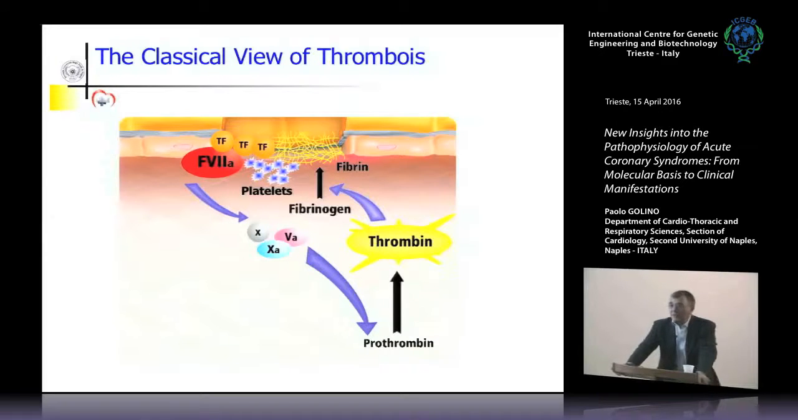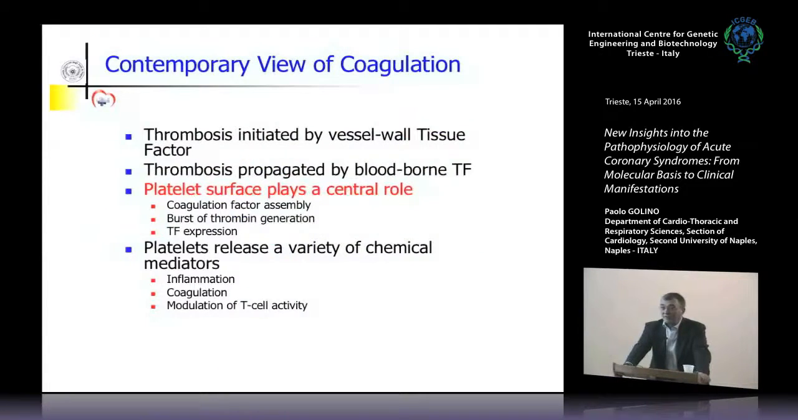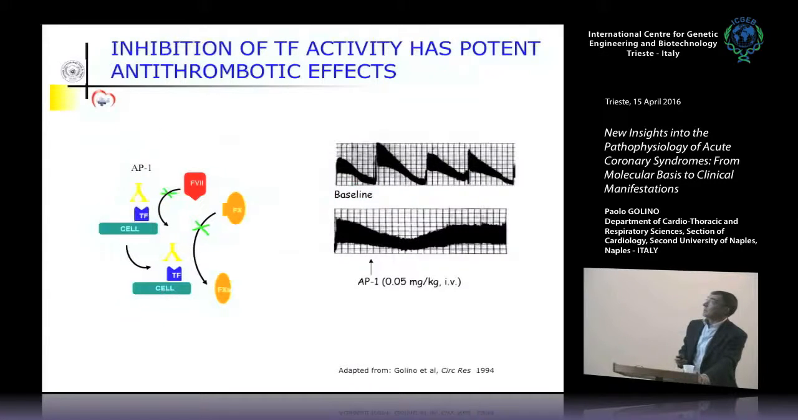The animal model that I just showed you was very useful to test antithrombotic drugs, but also very useful to understand mechanisms, because we now know, to make a very long story short, that the two components of the thrombosis, that is coagulation and platelets, are not separated, but are two highly integrated systems, so that platelets represent also an important surface where coagulation factors concentrate and get together, so there is a burst of thrombin generation at the site of platelet adhesion.